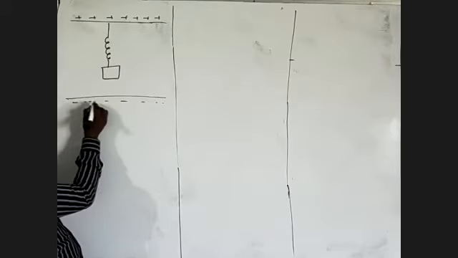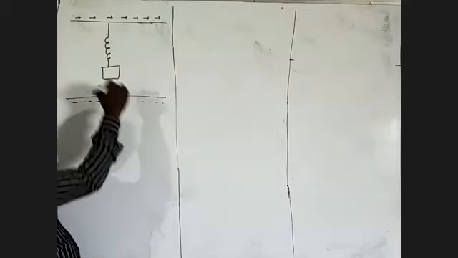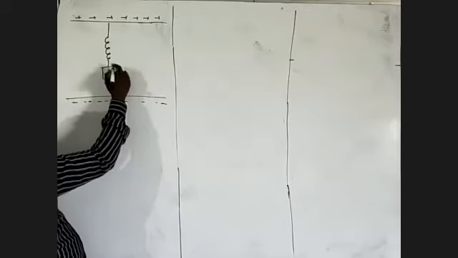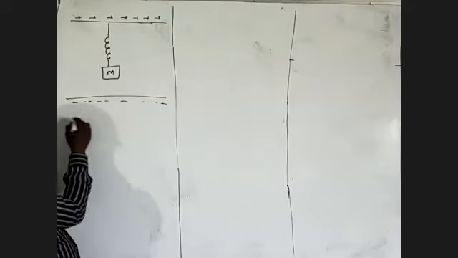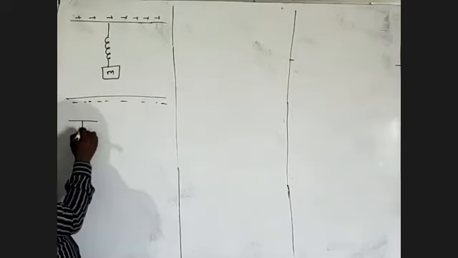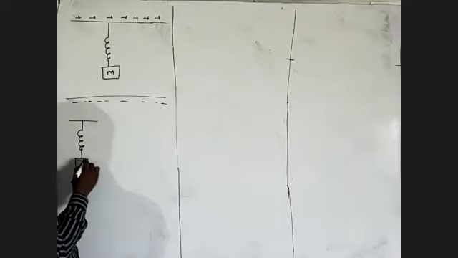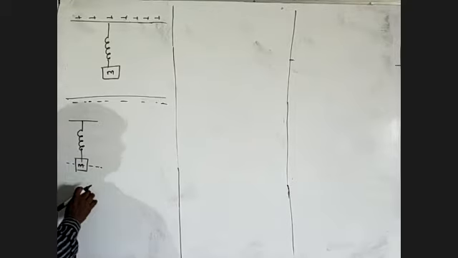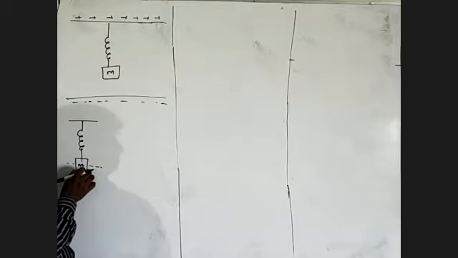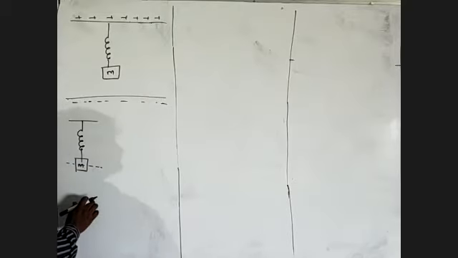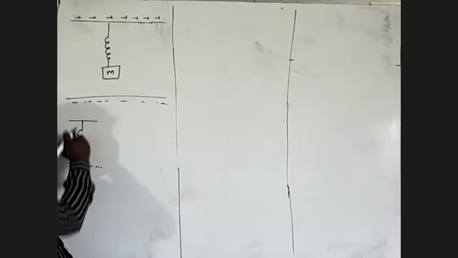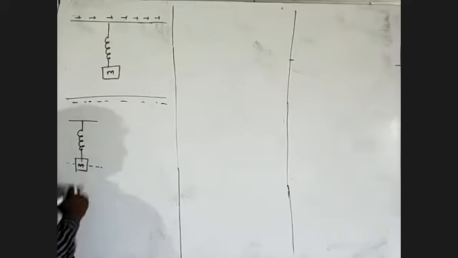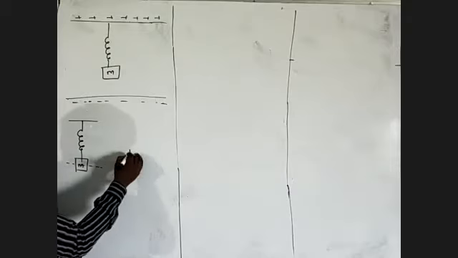For example, this is a spring mass system. Now keep the block here, pull this block downward and release it. What will happen? It moves upward. We have to calculate the time period of the spring mass system, that is the value T.